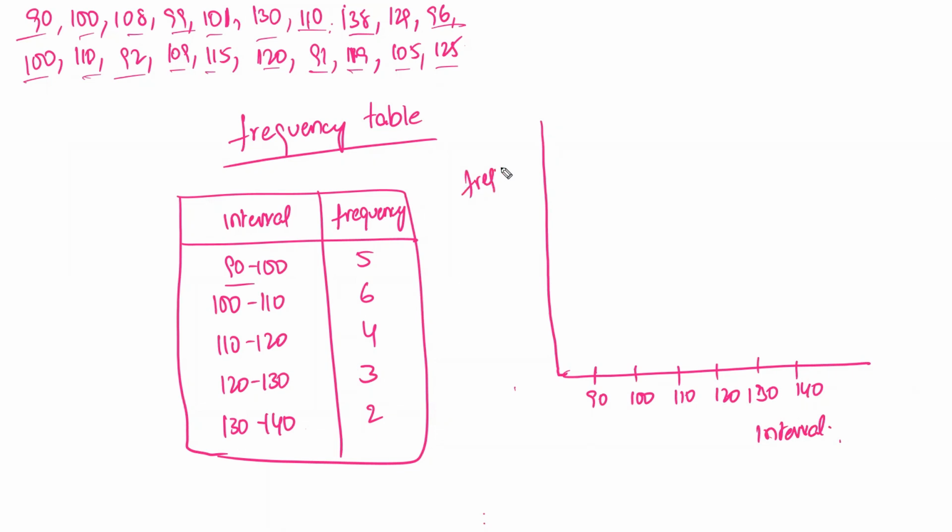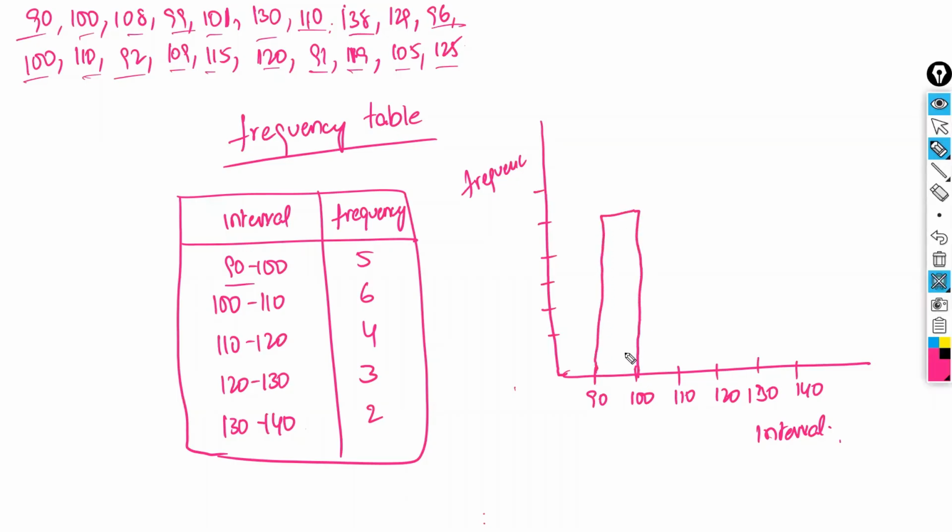Y-axis is nothing but frequency. So 1, 2, 3, 4, 5, 6. From 1 to 9, up to 5, wherever the height of 5 is there, that is 1, 2, 3, 4, 5. Height of 5, you have to draw this bar. Up to height of 6, you have to draw the second bar. Up to height of 4, you have to draw the third bar. Up to height of 3, you have to draw the next bar. Up to height of 2, you have to draw the next bar.